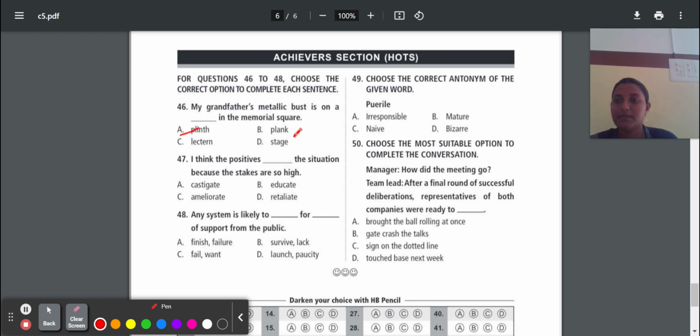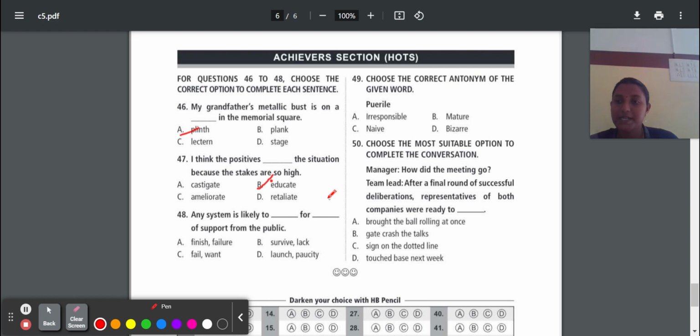Question number 47. I think the positives dash the situation because the stakes are so high. Option A, castigate. Option B, educate. Option C, ameliorate. Option D, retaliate. Answer for the question 47 is option B, educate.